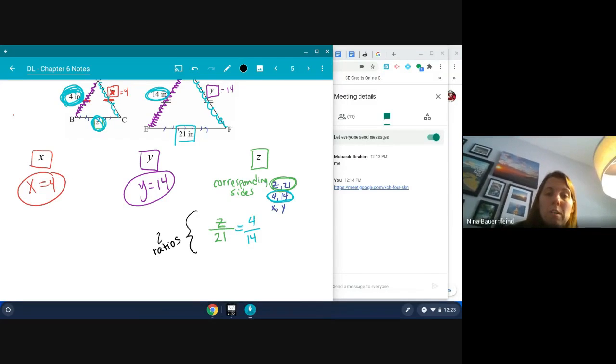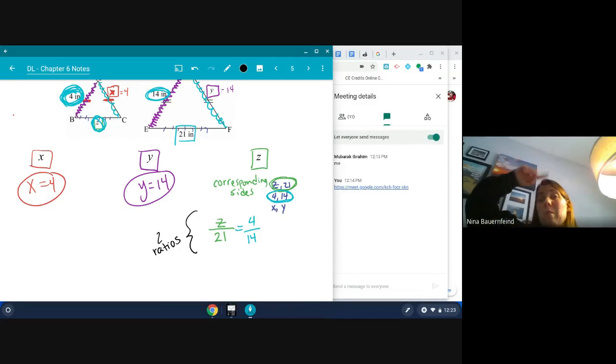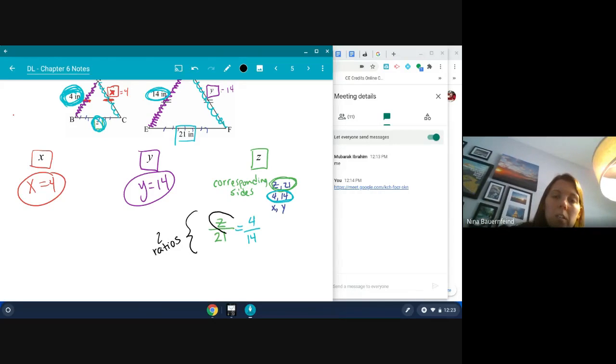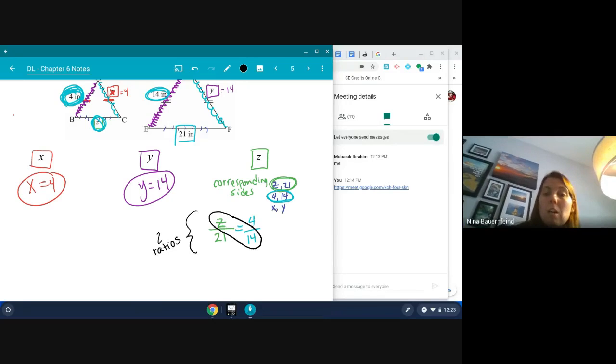These are two ratios, just to be clear. And then you guys got a flashback to first term. We did something called cross multiplication, or cross multiply and divide. Hopefully this sounds familiar. So we would get 84. 21 times 4 is 84. And that's equal to 14Z.